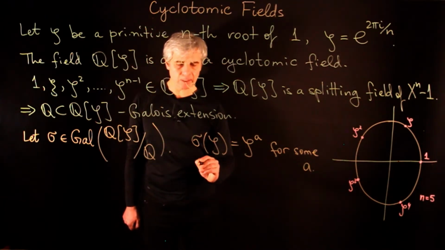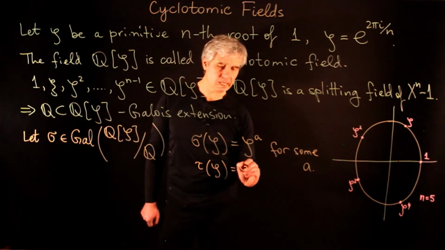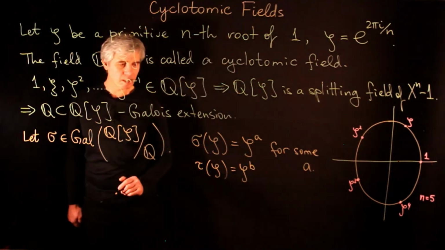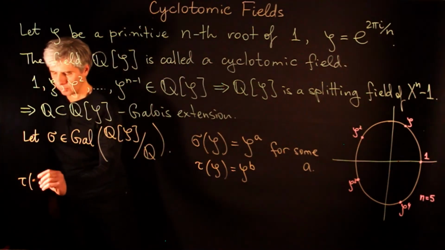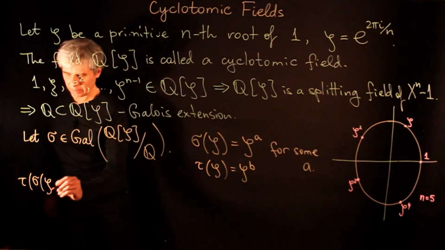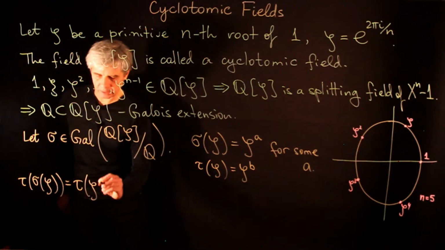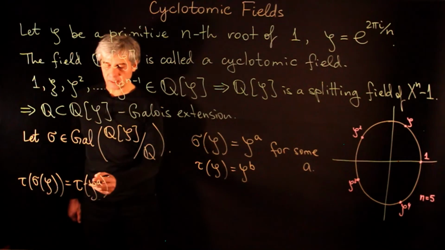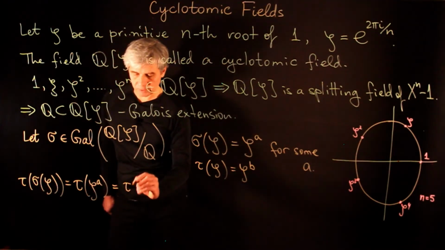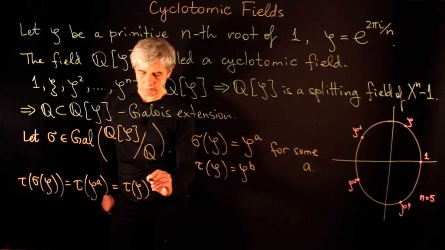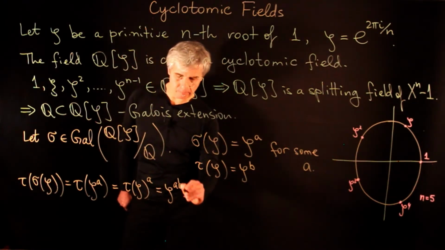Consider another mapping tau such that tau of zeta is zeta to the power b. Let us compute the composition. So what is tau of sigma of zeta? So here we have tau of zeta to the power a, and since tau is a ring homomorphism, this is equal to tau of zeta to the power of a, or zeta to the power ab.